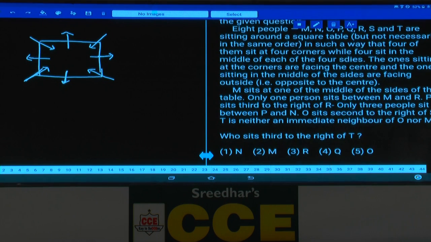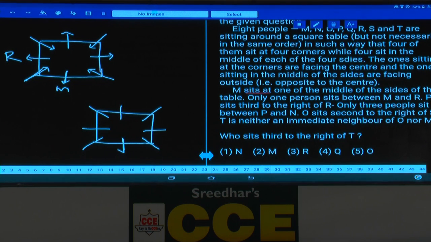Then condition number 1, M sits at one of the middle of the sides. As M sits at one of the middle of the sides, now we can fix this M at any one of these 4 places. Now if you fix M at this place, now this M sits at one of the middle of the sides of the table. Only one person sits between M and R. How many persons are in between M and R? There is exactly one person. And so how many possibilities do we have? We have 2 possibilities. This is the first possibility. And the second one is 1, 2, 3, 4, 5, 6, 7, 8.